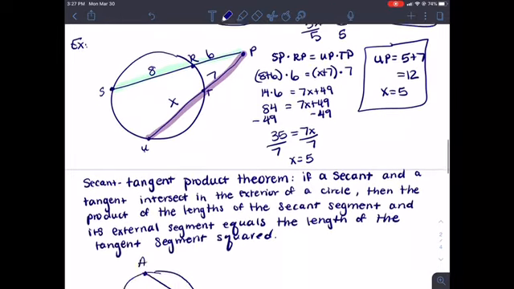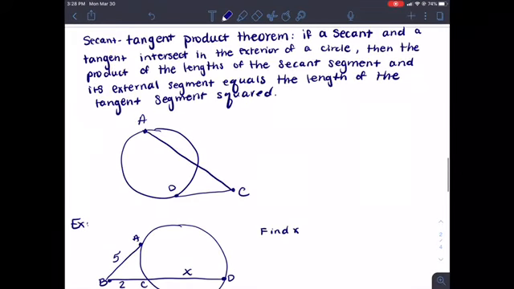We have another theorem right here. This says the secant tangent product theorem. If a secant and a tangent intersect in the exterior of a circle, then the product of the lengths of the secant segment and its external segment equals the length of the tangent segment squared. I know that's a lot of words, so I'm going to simplify this down.